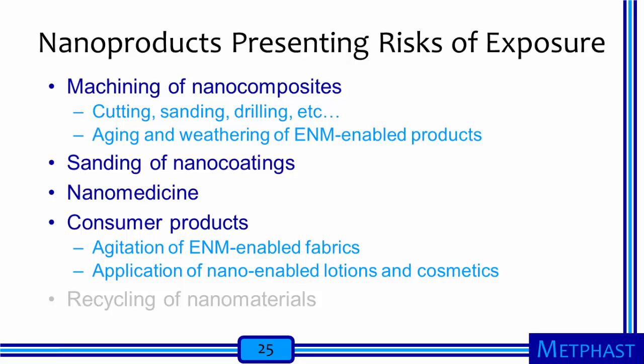Through the rest of the module, we will talk about several nanomaterial-enabled products that present risks of exposures for workers and also consumers. We'll start by talking some more about nanocomposites, only this time we'll talk about their machining, including processes such as cutting or sawing, sanding, and drilling. In addition, we'll consider how aging and weathering may influence the release of engineered nanomaterials from nanocomposites. Next, we'll discuss the sanding of nanocoatings like paints or finishes. We'll briefly consider the potential for worker exposures to nanomedicines. Then we'll talk a little about consumer products and how users may be exposed to nanomaterials incorporated into them.